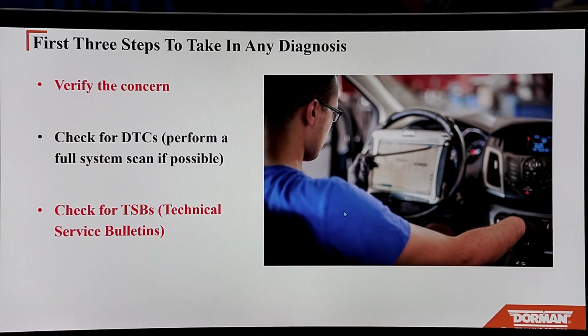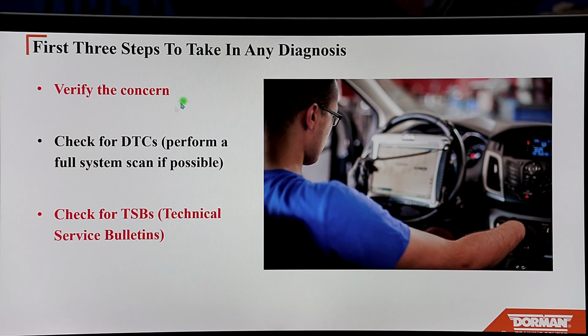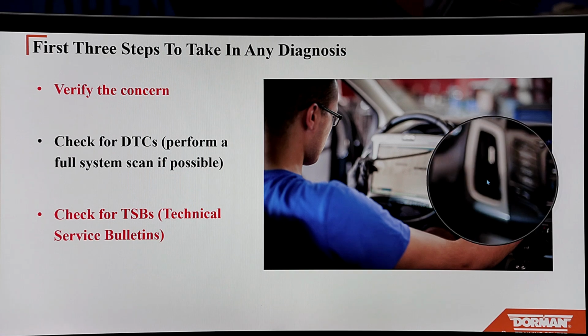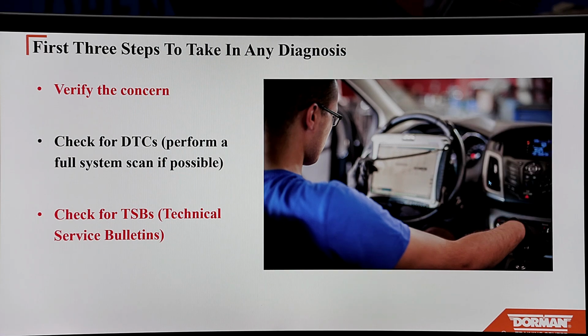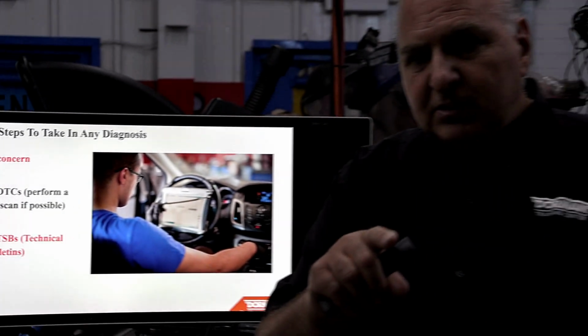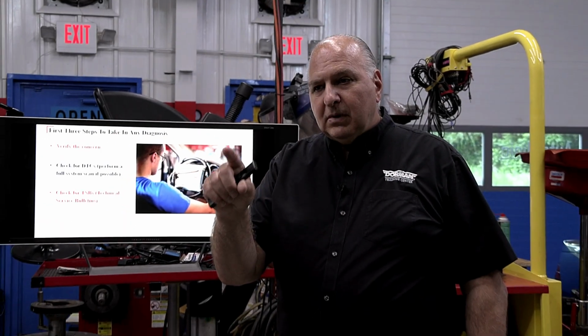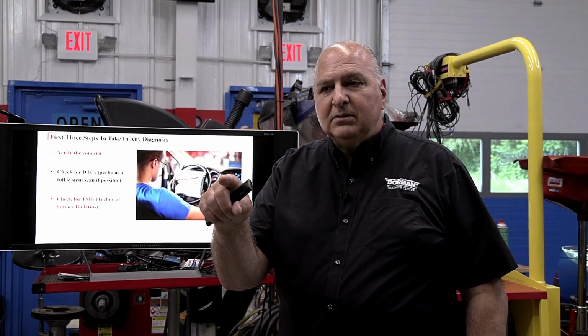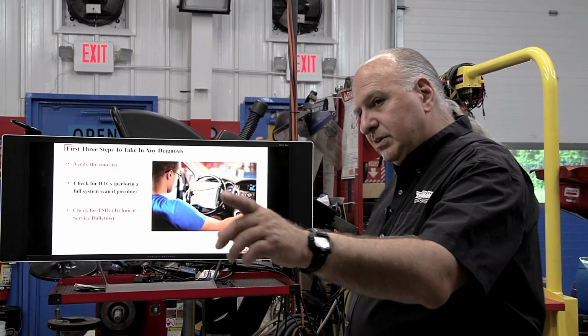Now, steps taken, verify the concern. Number one, when people say the AC ain't working, is air coming out of the duct? Where does air default? Where does air default? I'm going to give you a couple of seconds. Where does air default? I'm still waiting, come on. That's right, the windshield. It goes to the windshield. That is very important. Thank you, Mark.